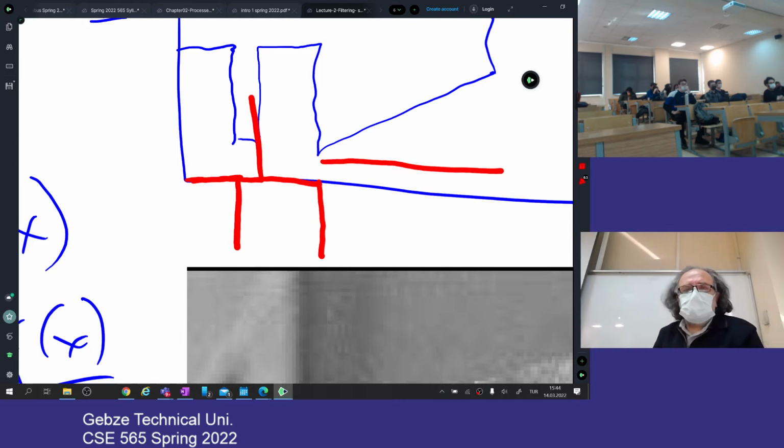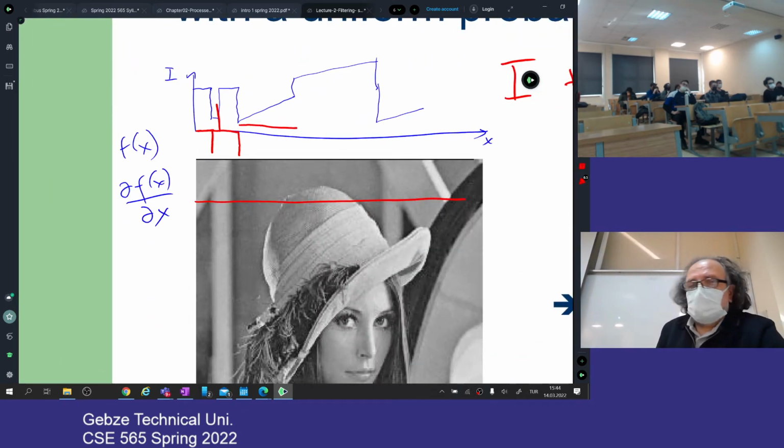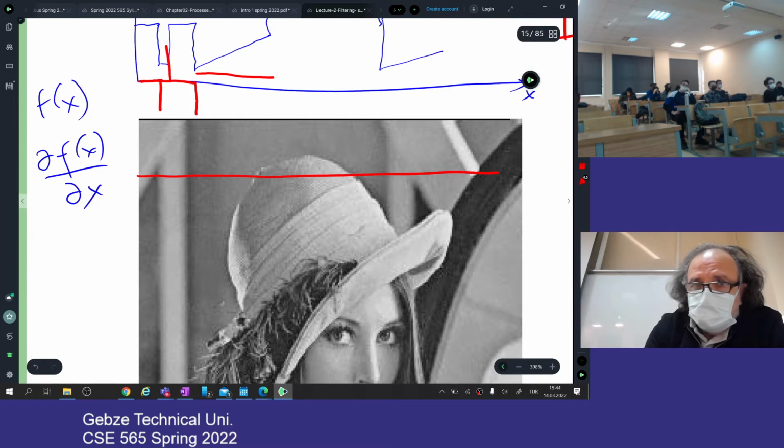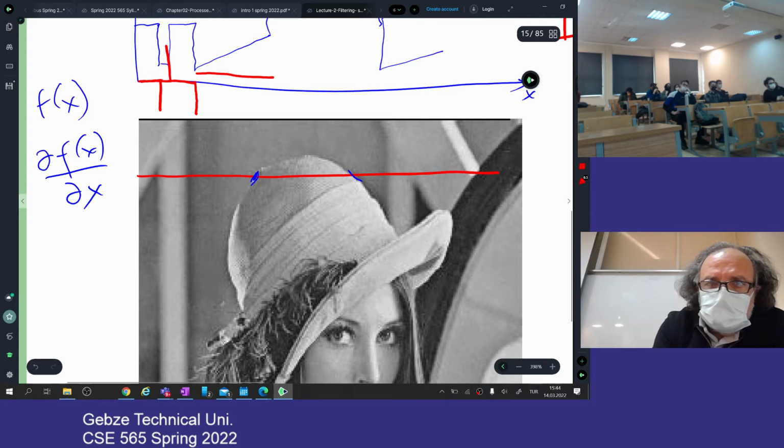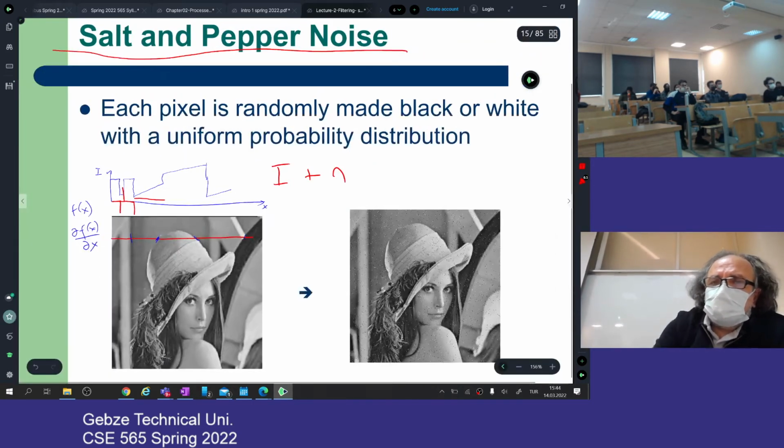Interesting stuff is happening with respect to x derivative. And if I take the derivative of these image lines or image columns, I would get valuable information, such as I can find where this head starts and where it ends, where this column of the background starts, where this part starts, etc. So derivative is always useful for us in dealing with images.